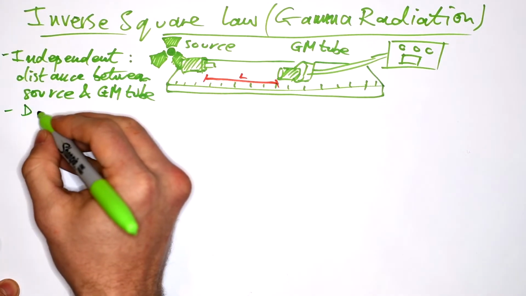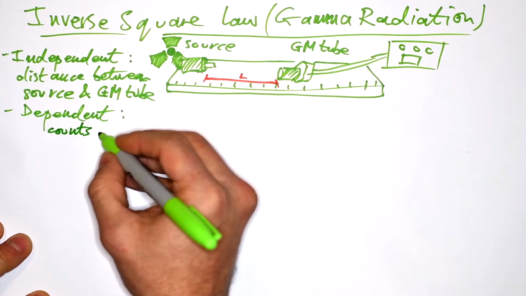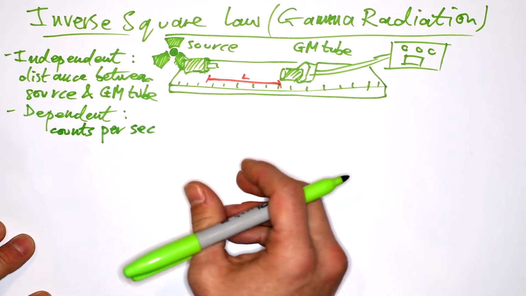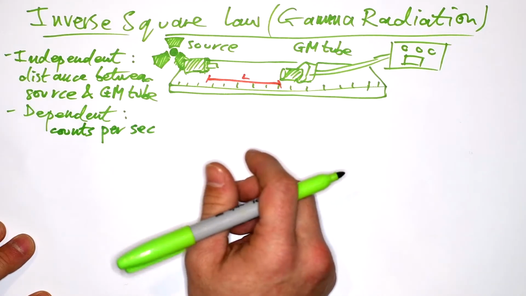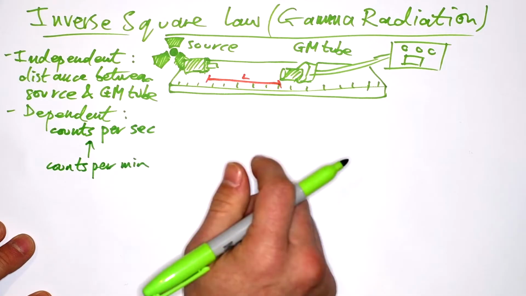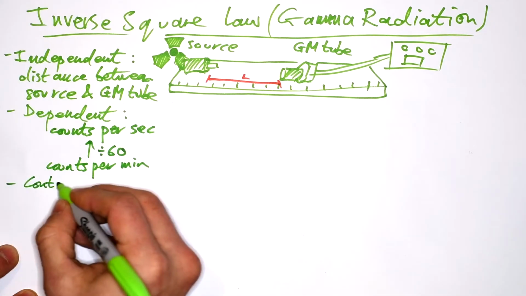Our dependent variable is going to be the activity that we measure. So that's going to be counts per second. But if we just do the counts over a second, then that's not going to be very accurate, is it? So instead we measure the counts for 1 minute and then we divide by 60 to get to counts per second.